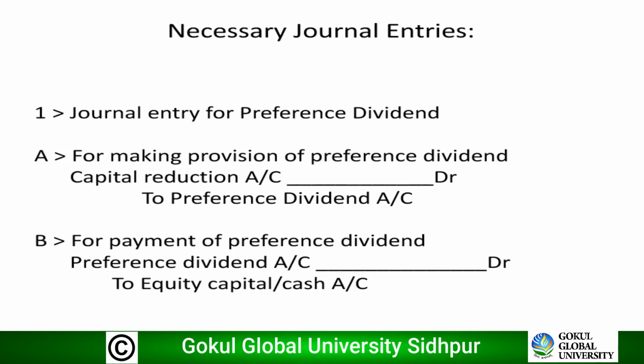Necessary journal entries. There are two journal entries. First, journal entry for preference dividend. A, for making provision of preference dividend, the entry is capital reduction account debit to preference dividend account credit. And B, for the payment of preference dividend, preference dividend account debit to capital account or cash account credit.